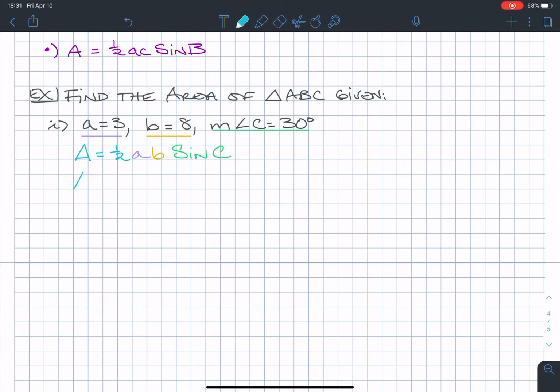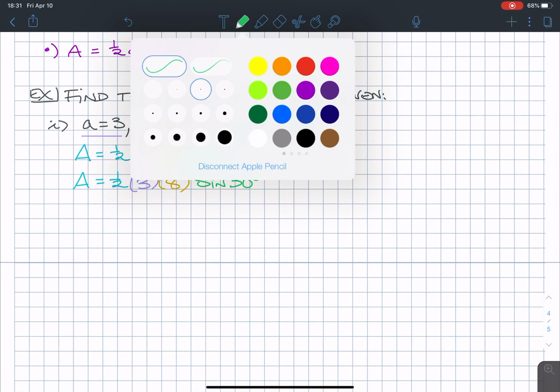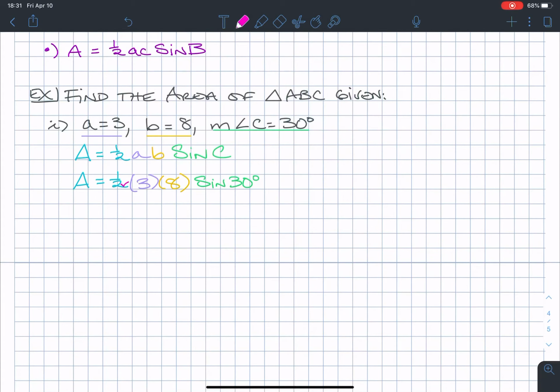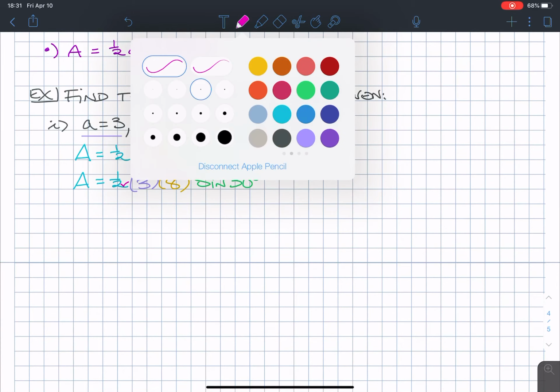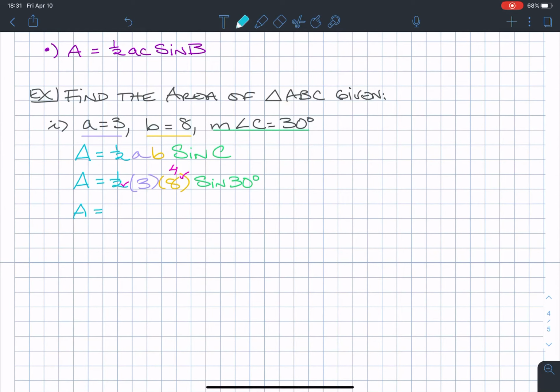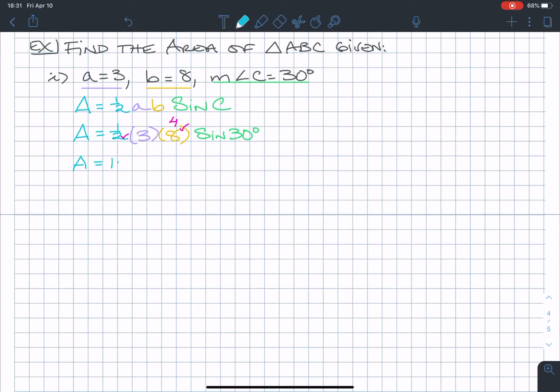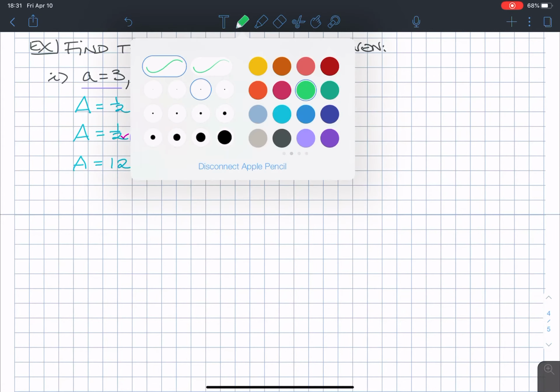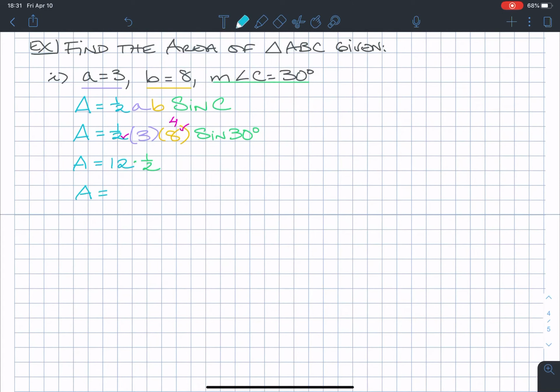Okay, so the area will be 1/2 times 3 times 8 times sine of 30 degrees. And of course, 2 goes into 8 4 times. So we have that the area will be 3 times 4 is 12. And sine of 30 degrees is 1/2. So the area of this triangle is 6. Okay, let's do another one.